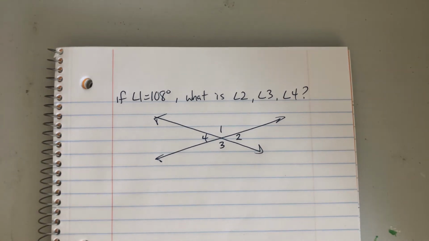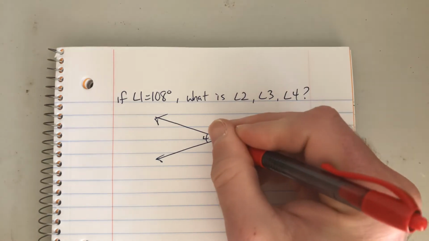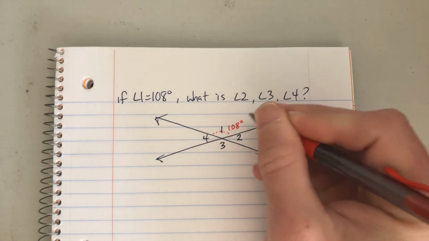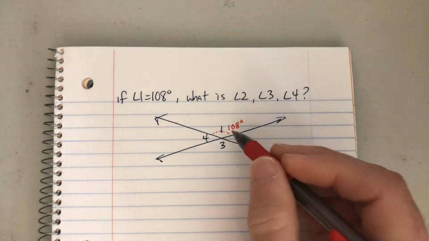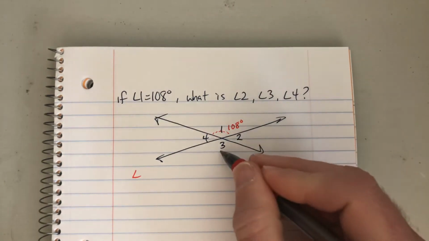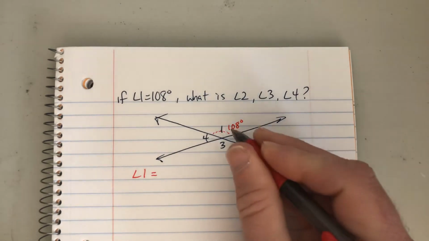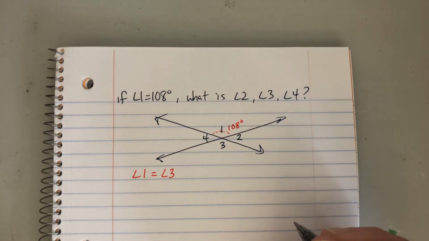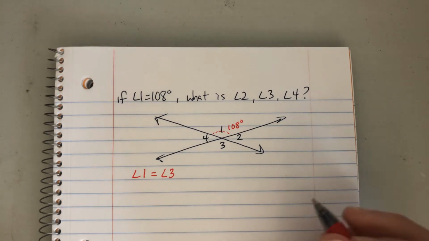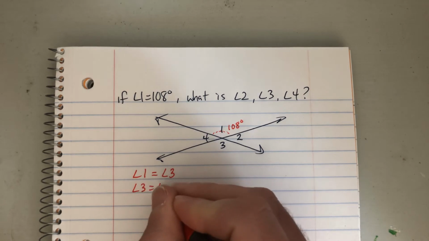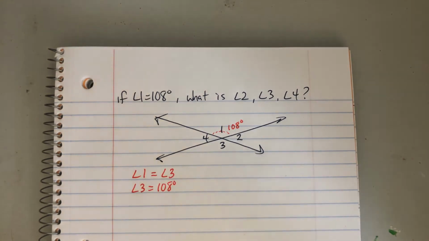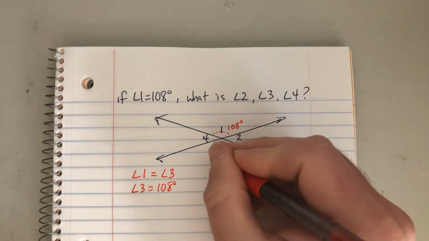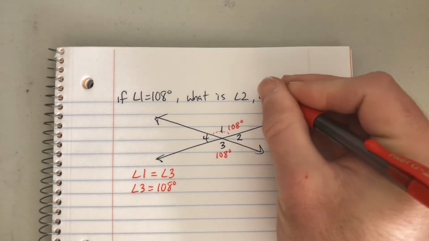So when we're given one of the angle measurements, if you have a picture drawn, you can just write it in. So here's angle 1, 108 degrees. And we know that angle 1 and angle 3 are vertical, and that means that they are equal to each other. So angle 1 and angle 3 are the same. So right off the bat, we know that angle 3 will equal 108 degrees. So this one is also 108 degrees.